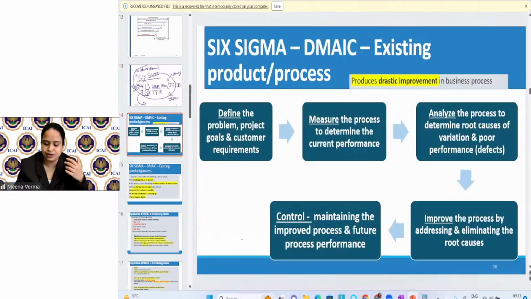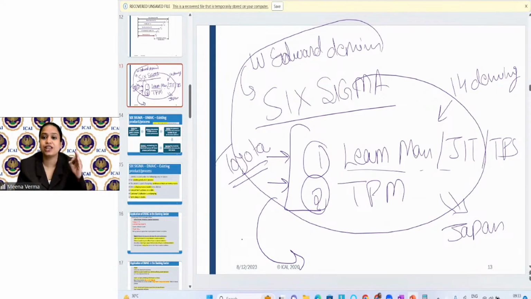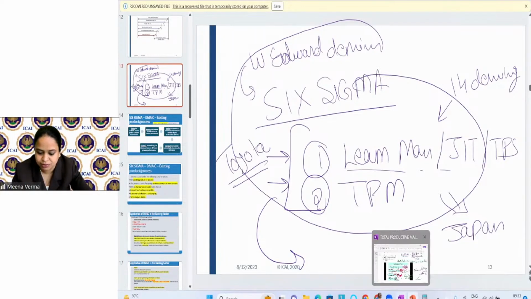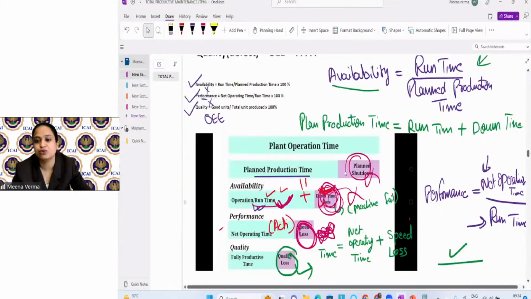So Six Sigma is actually born as a response to all these business strategies, and it all happened in Motorola company. Six Sigma was first introduced in Motorola after the revolution happened in Japan. I have repeated this again and again, but it will help you clear your concepts. Now let's do one or two more questions on OEE.